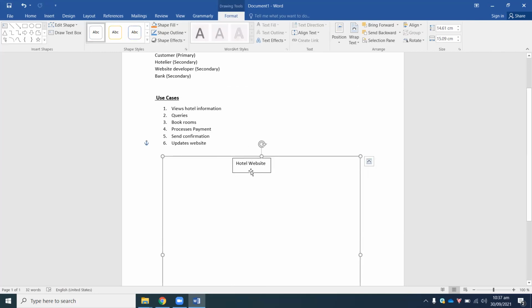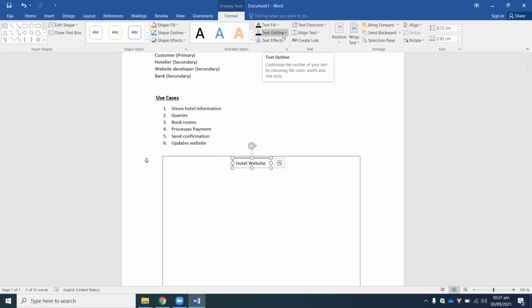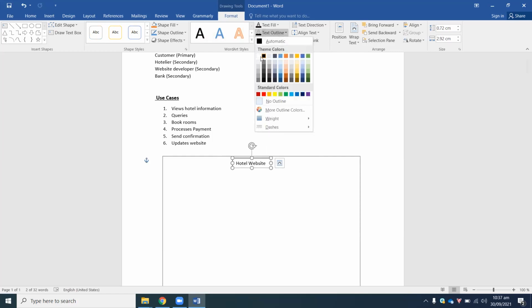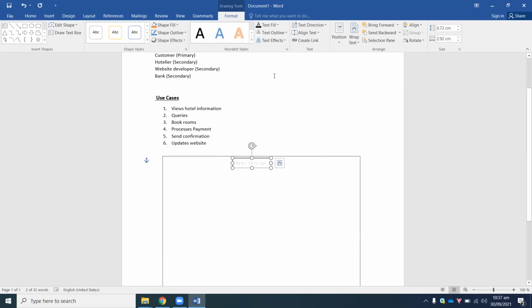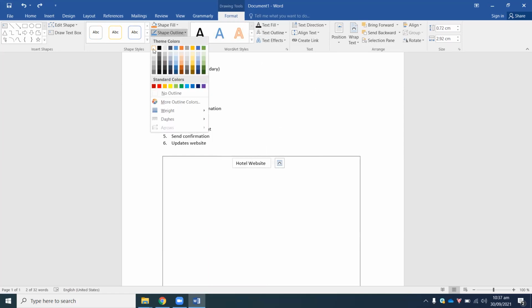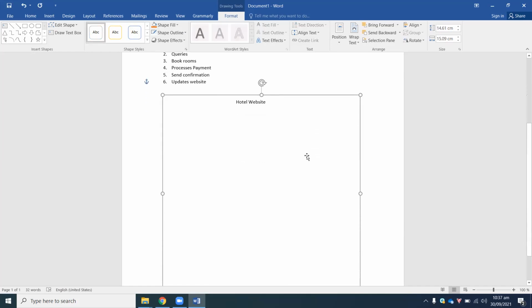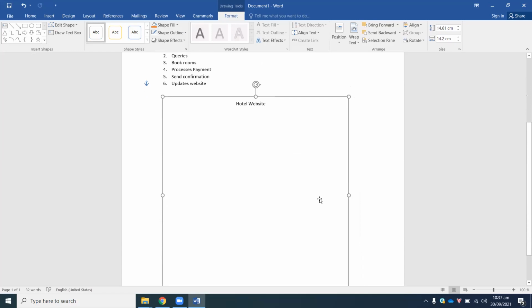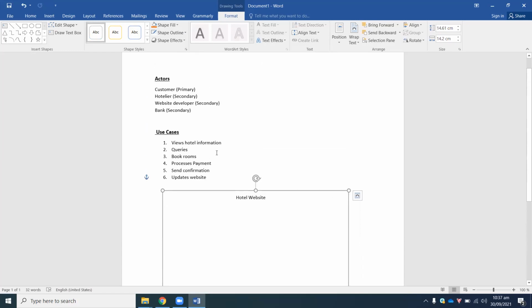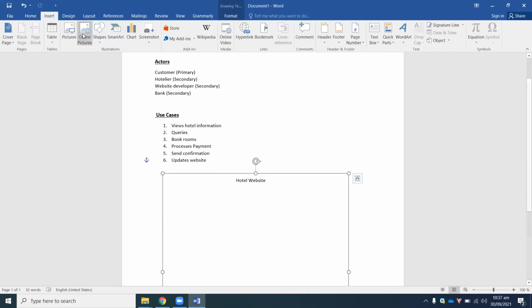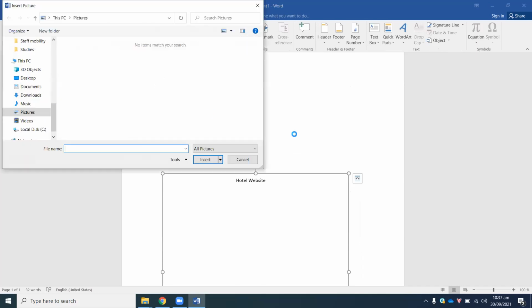At the moment you have these outline marks, so double click on it. Text outline, let's leave the color white. Pardon me, this is shape outline rather. There you go, hotel website. Once you're done with it, we'll put in the actors. So we have 1, 2, 3, 4 actors. So I'll insert the picture of an actor.